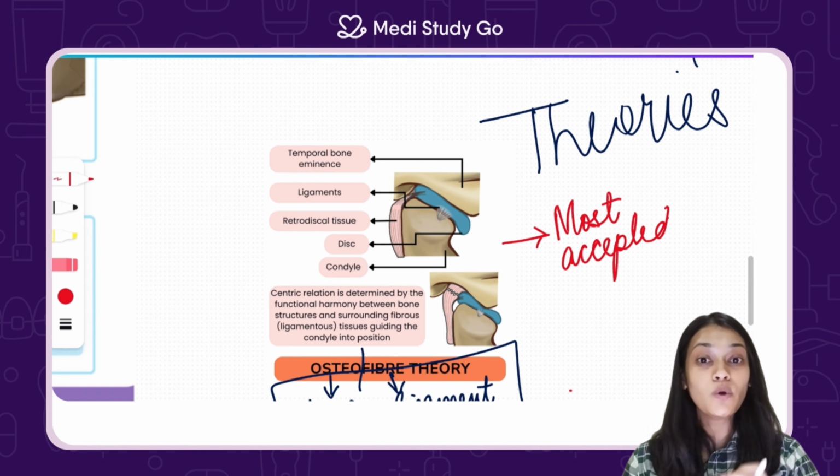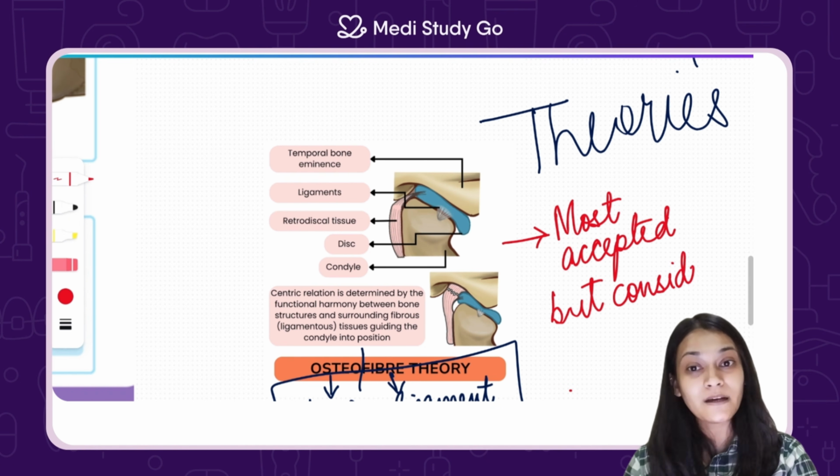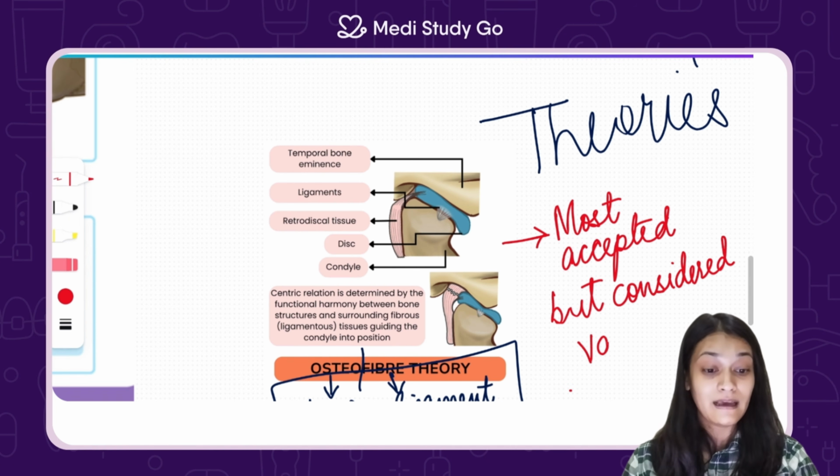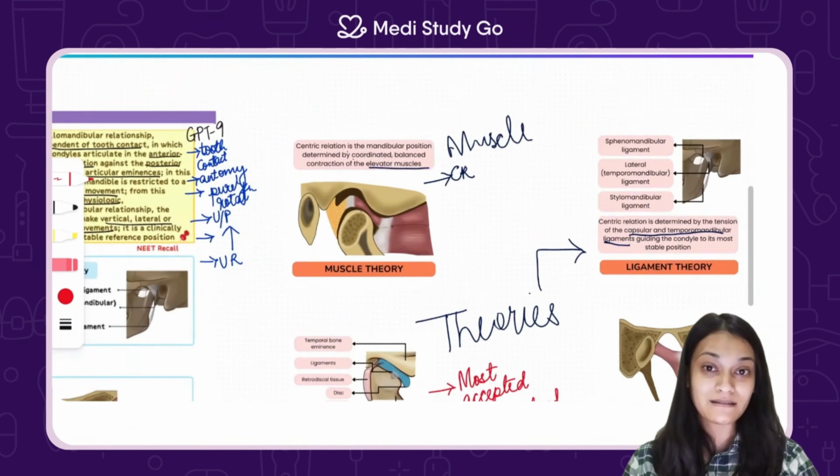They said there was no clear-cut demarcation that was obtained, because of the bone and the ligament that was considered. Then moving on to the last thing, that is the muscle theory. Now, what does the muscle theory say?